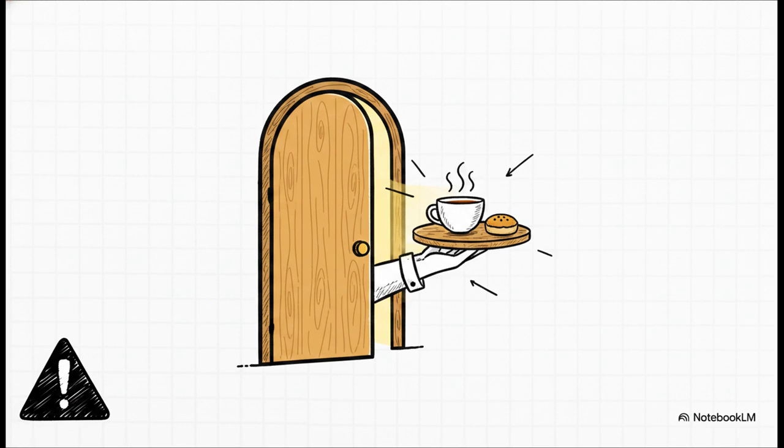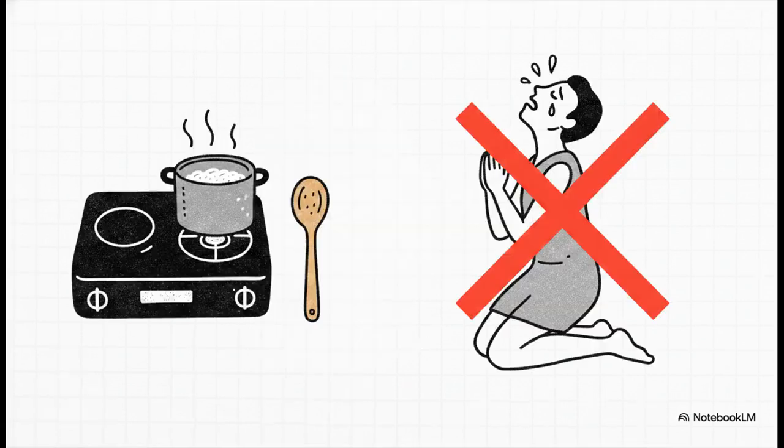But notice the vital warning here. Do not use this structure for small, everyday favors. Let me show you exactly what I mean. So here's the small request rule. If you just need a standard favor, like a hand in the kitchen, just use a normal question.